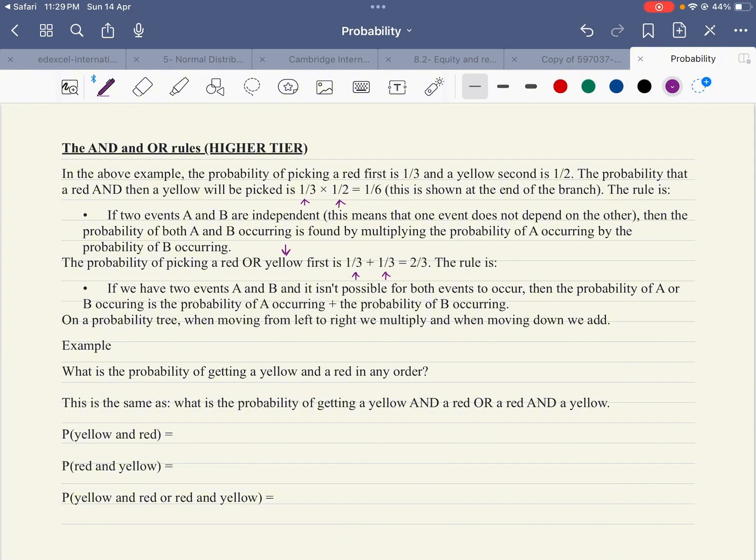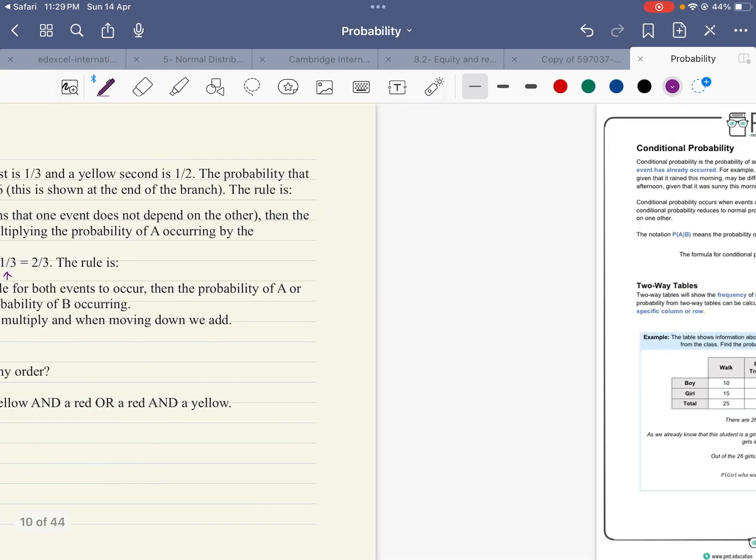Probability of red, yellow and red, and probability of the yellow and red means first ball is yellow, second one is red. Probability is 1 upon 2 for the second one. Red and yellow, same thing. Probability yellow and red, or red and yellow. Okay, this is how you are going to calculate these.